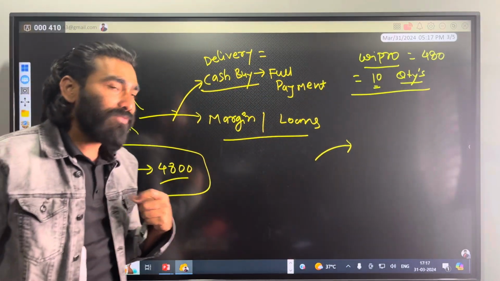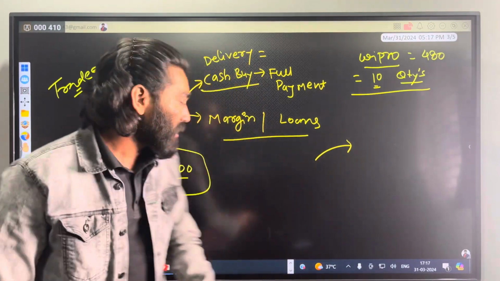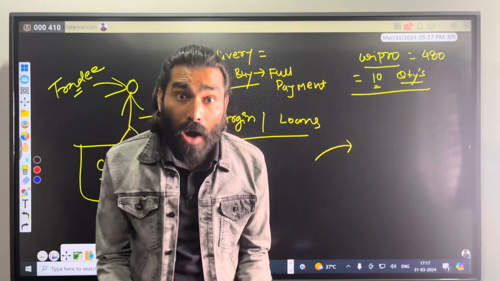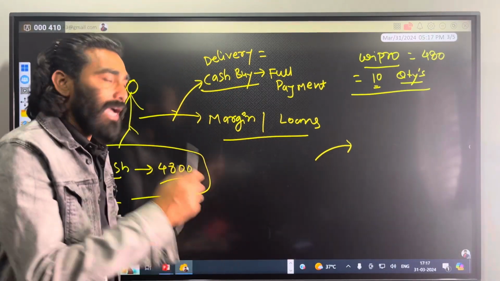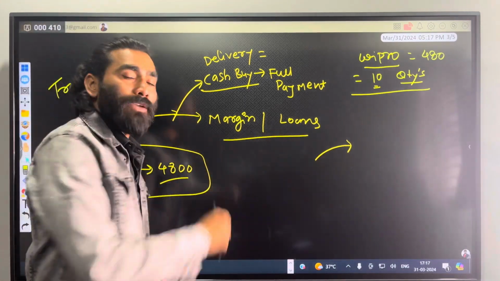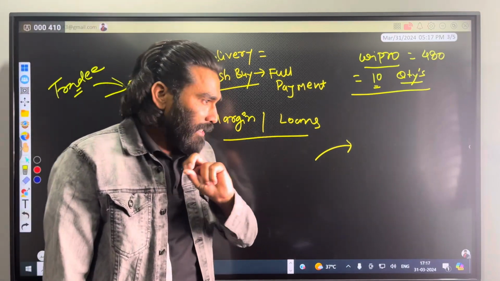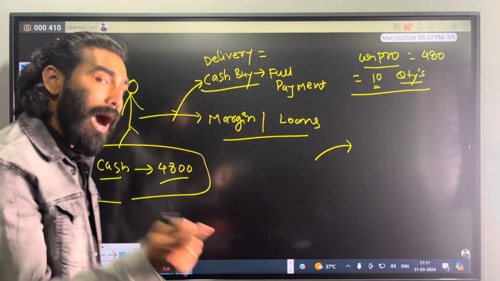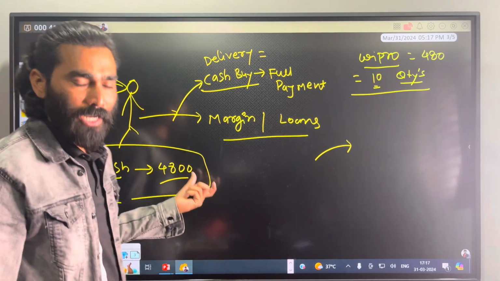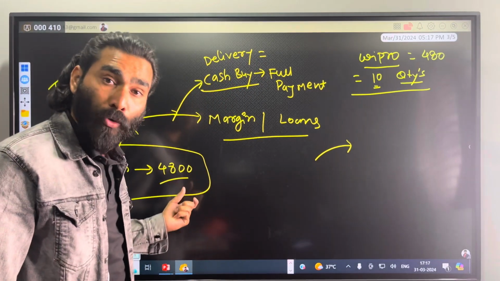But what if I give you an opportunity to buy 60 quantities with the same money? Now your question would be, how can we buy it? I'll explain that now. Let's say we have a facility which is called margin. If you are looking for margin or additional funds, I'll tell you now how that works, meaning how you can utilize this 4,800 to buy 60 quantities.